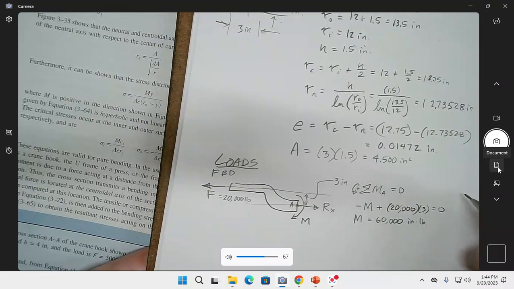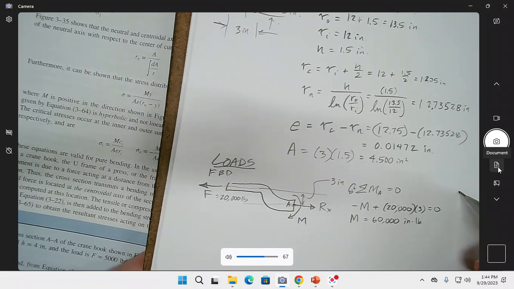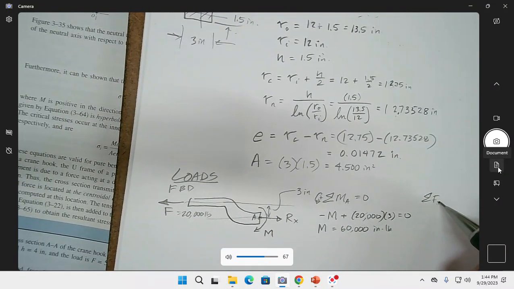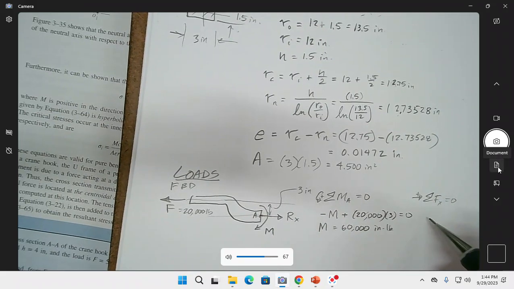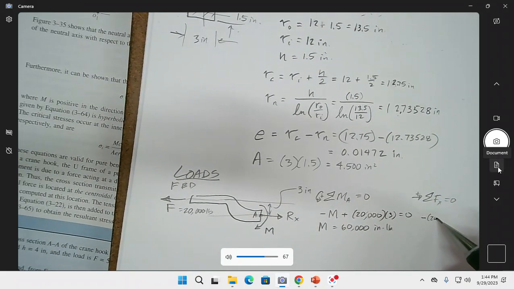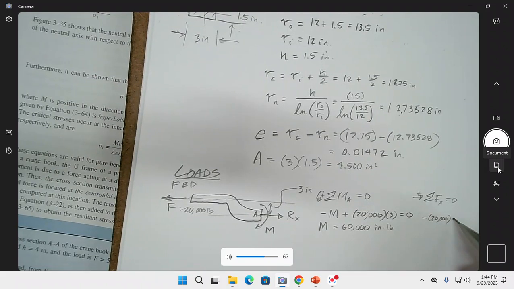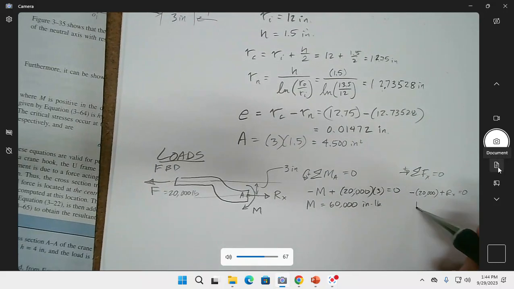If we're going to be really sticklers, we could also do the sum of the forces in the x direction equals 0. Excuse me, that was gross. And we go negative 20,000 plus Rx equals 0. But obviously, we knew what that was going to be.